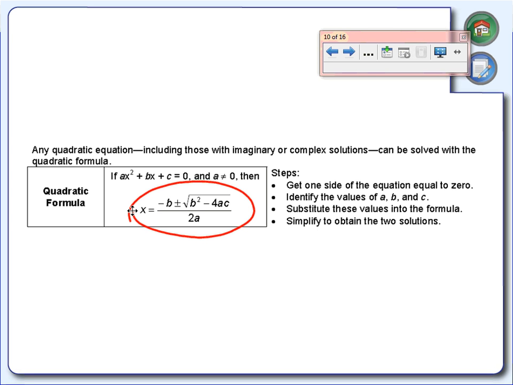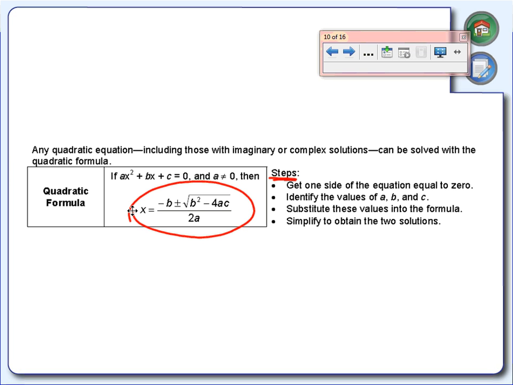When you're working with the quadratic formula, over here we're given a couple of steps. Before you can use the quadratic formula, you do have to make sure the equation is equal to 0. Once you've got it equal to 0, you're going to identify what is A, what is B, and what is C. Once you do that, you can plug those values into the formula, and then simplify to come up with your two solutions. So those are the steps that we're going to follow when working with the quadratic formula.